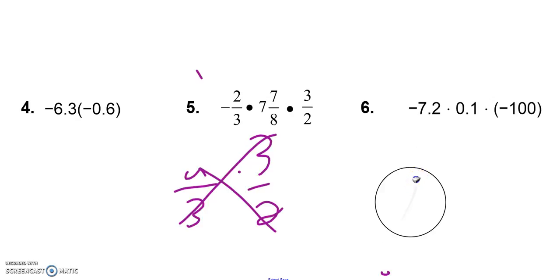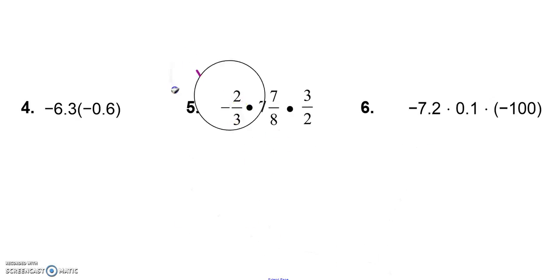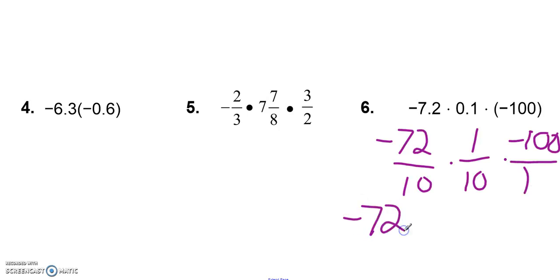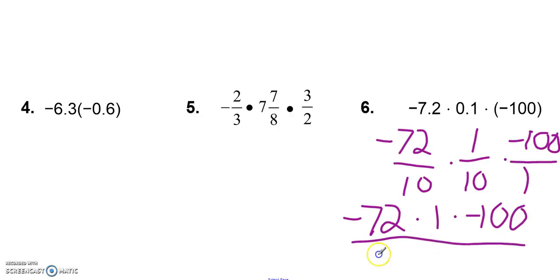Okay, so then I'm going to do number 6, and I'll leave you guys the rest of them. Okay, again, I do not like decimals, so this is actually negative 72 over 10 multiplied by 1 over 10, and then multiplied by negative 100 over 1. So in the numerator, we get negative 72 times 1 times negative 100 all over 10 times 10 times 1.